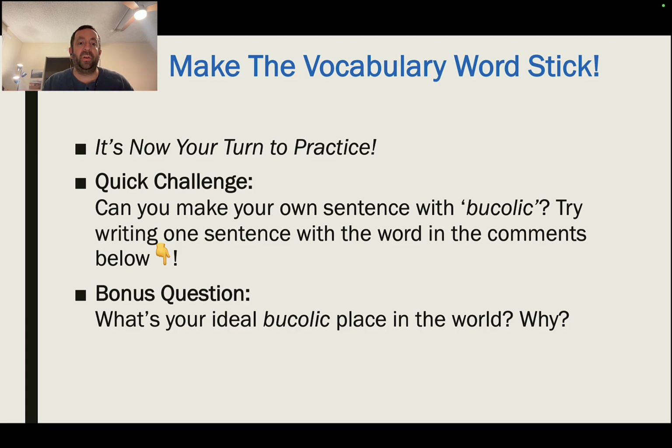And a bonus question for you all who want to do a little bit of homework here is, what's your ideal bucolic place in the world? Why? So I mentioned mine in one of the sentences. That would be Italy. And I think about Tuscany. I think about Verona. Sometimes, I would say southern Italy as well, like Sardinia. So those are my ideal bucolic places in the world. So maybe you want to answer that question in the comments.